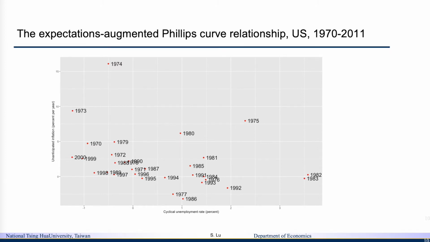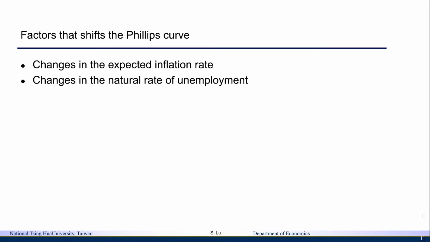So we say that the factors shifting the Phillips curve are as follows. It can be the changes of the expected inflation rate, or it can be due to the changes in the natural rate of unemployment such that it causes the Phillips curve to shift. When the Phillips curve shifts, the negative relationship between the inflation rate and the unemployment rate then no longer holds.